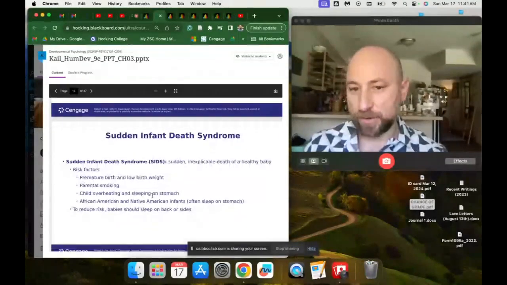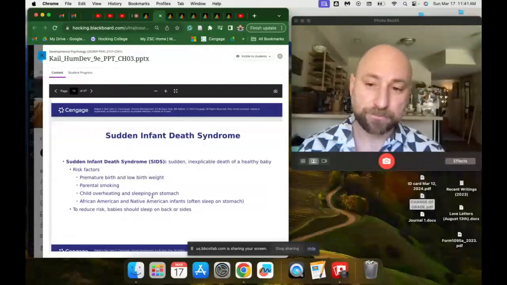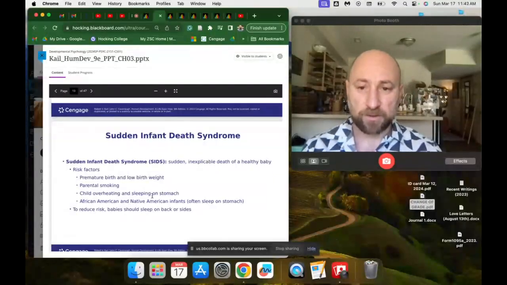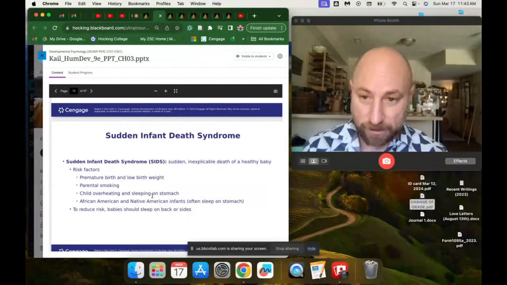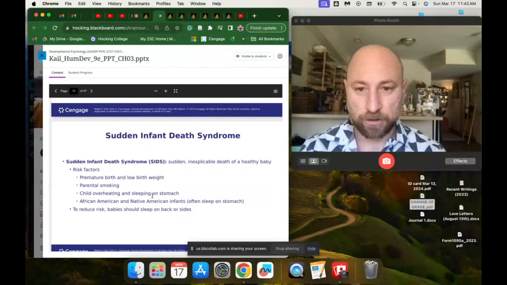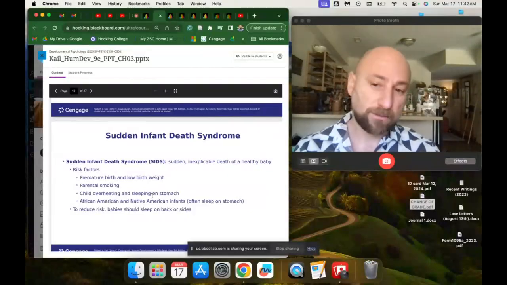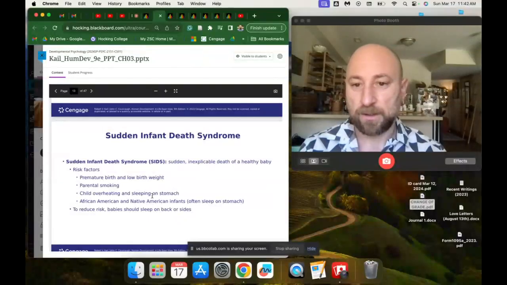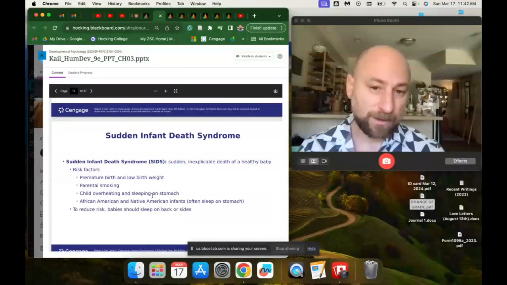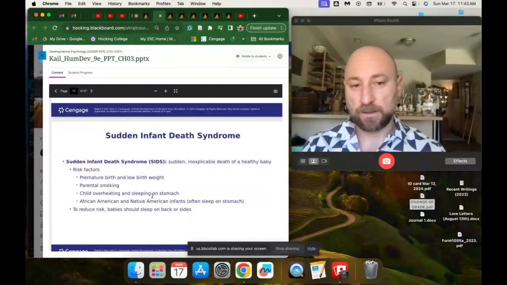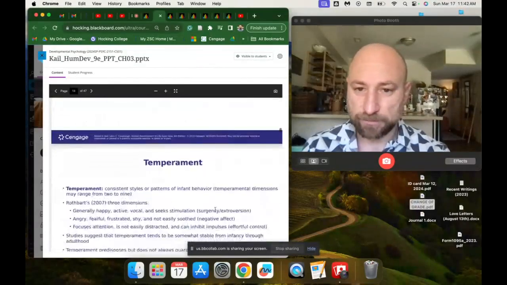SIDS, or sudden infant death syndrome, is when a baby just dies in its sleep. The cause is mysterious, but some risk factors are premature or low birth weight, parental smoking, child overheating, and sleeping on the stomach. African American and Native American infants often sleep on their stomach. They seem to have a higher risk of this phenomenon, but it may be due to other factors as well, of course.